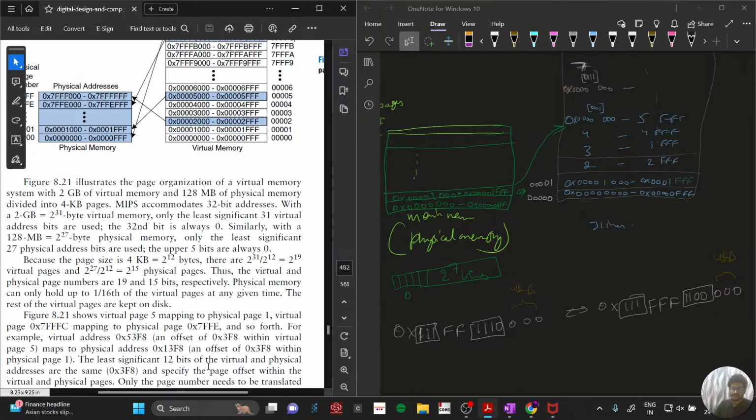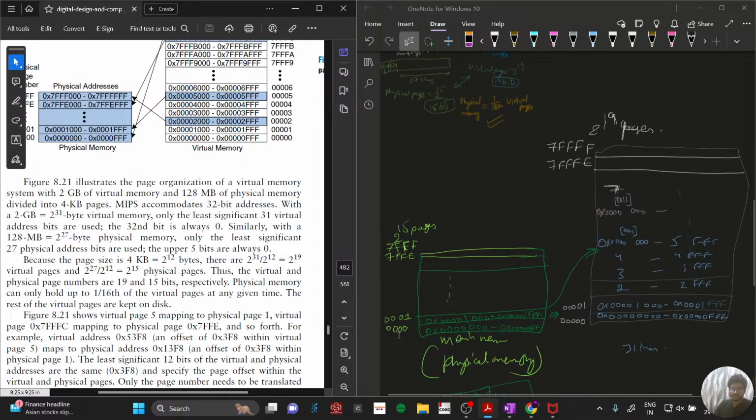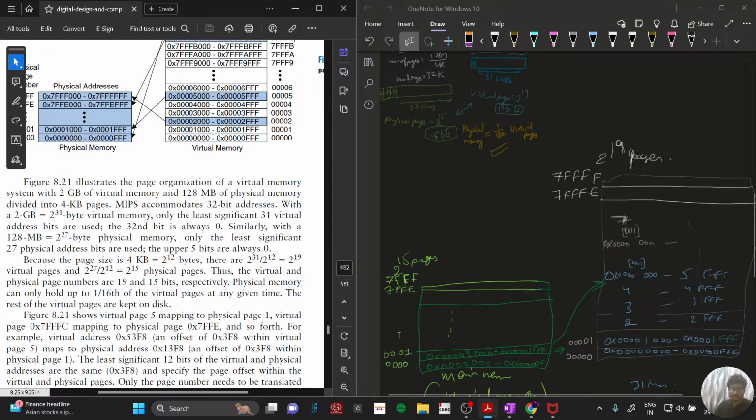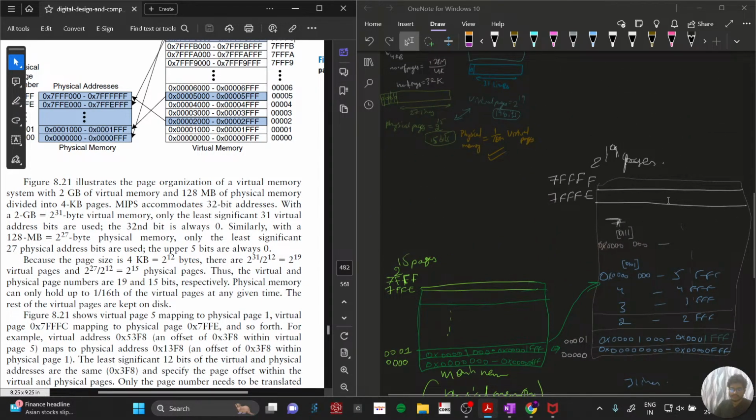Like there will be around how many pages? 2 power 15 pages, 2 power 19 pages. So 4 KB each. Now I think I'm getting some clear picture. There will be a lot of conflicts in this.